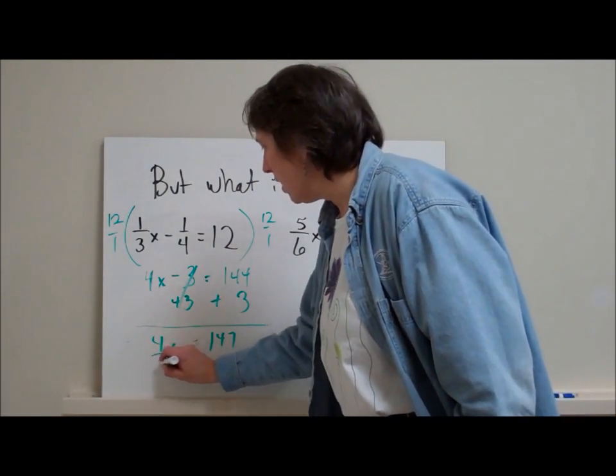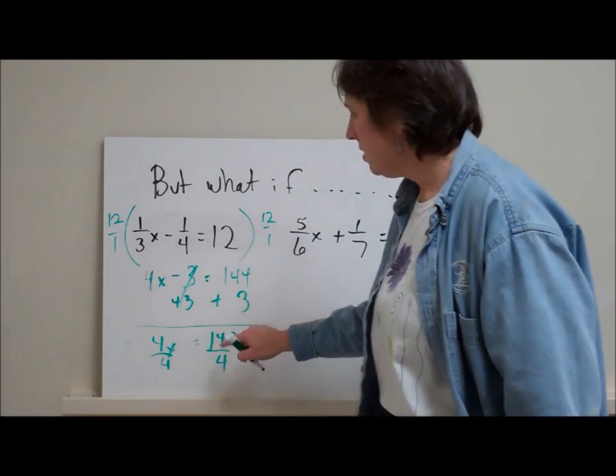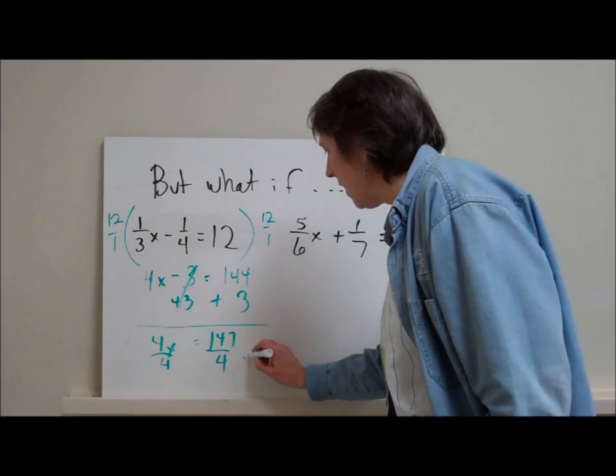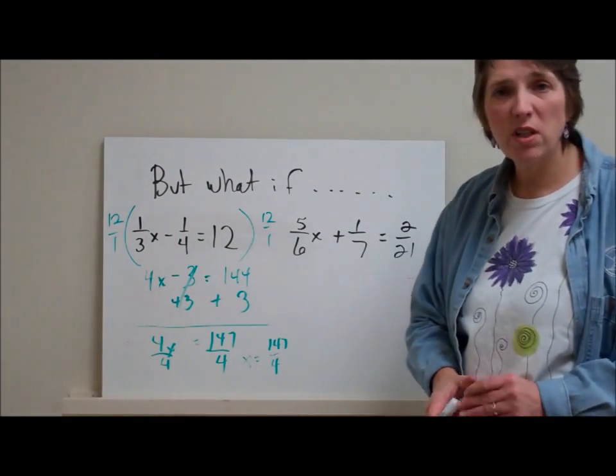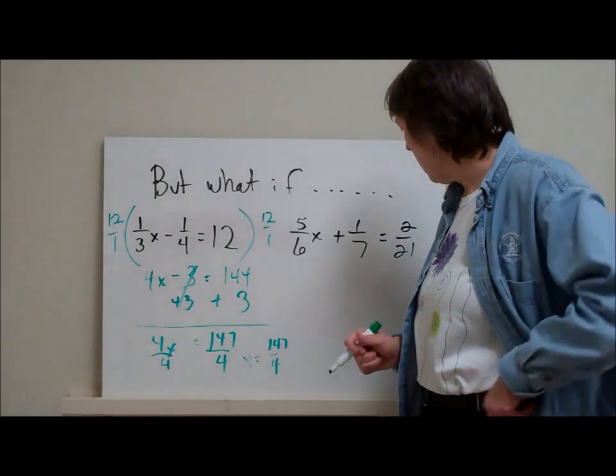I'm going to divide both sides by 4. This is in lowest terms, so I'm going to say x equals 147 over 4. I can change that to a mixed number if I'd like, but I'm not going to do that right now.